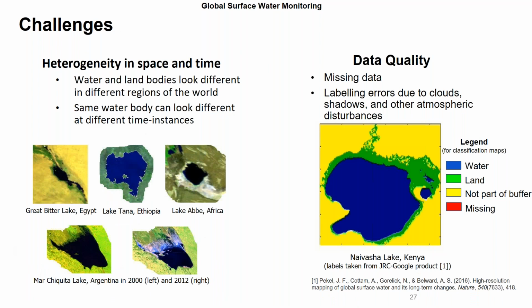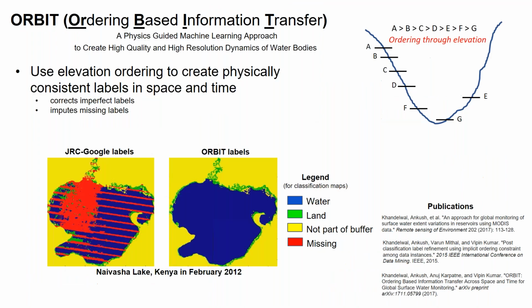But the big issue here in the data quality is that a lot of time you have missing data, and worse yet, because the data can be of poor quality because of shadows and other disturbances or clouds, you can have wrong labels. So one thing is having missing information, and the other is having incorrect labels, which is even more dangerous. And together, these issues make it very hard to build good quality dynamics on a global scale for water bodies. How are we handling this?